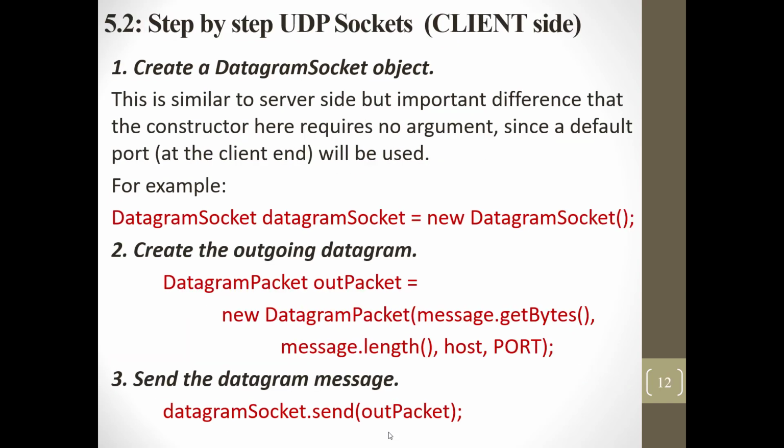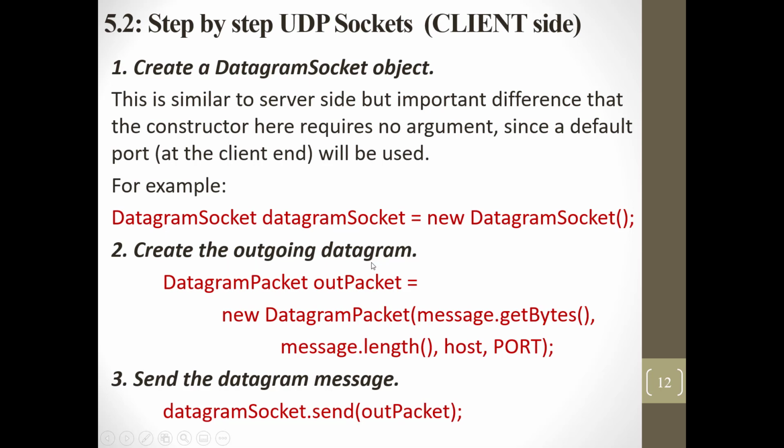Now I'm going for the UDP client side. 5.2 is going to be step by step UDP sockets client side. On the client side, almost the same thing will be available. Create a datagram socket. Yes, we are going to create a datagram socket. This is the object.